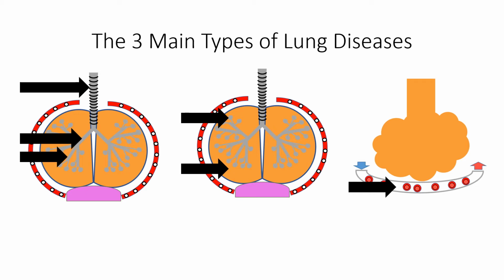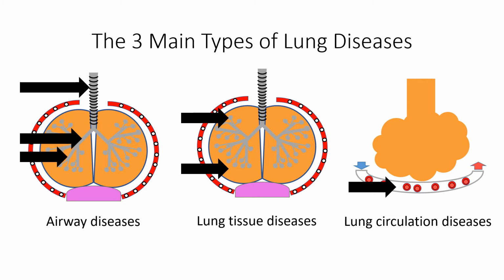Well, in the first one, we are looking at the airway diseases, which is the trachea, the bronchi, and the bronchioles. What we can also have is the lung tissue. And then the last thing we can look at, of course, is circulation diseases involving blood vessels around the alveoli.